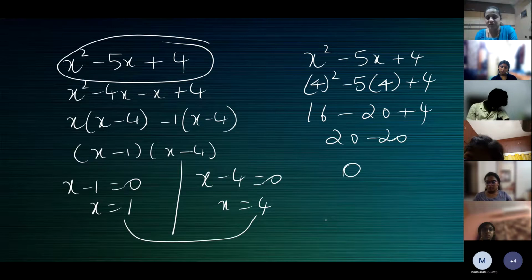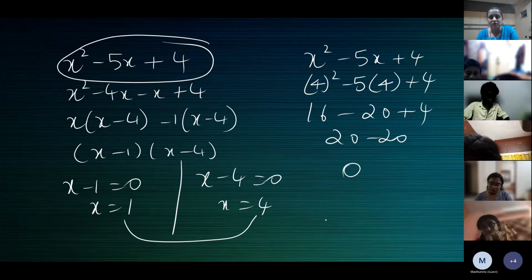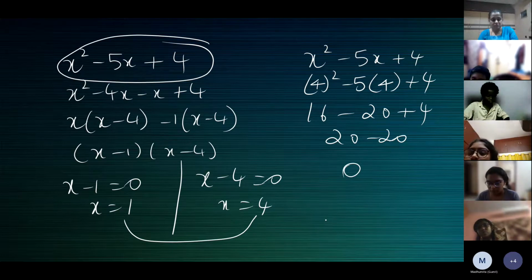Are we getting an idea about zeros of a polynomial? Zeros of a polynomial are those values that make the value of the polynomial 0. If you call a number the zero of a polynomial, that means when you use that value in place of the variable, the value of the polynomial itself will be 0. Understood, children, what zeros of a polynomial are? Yes, ma'am.